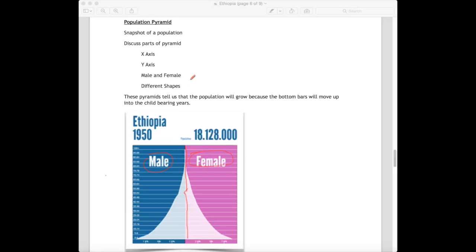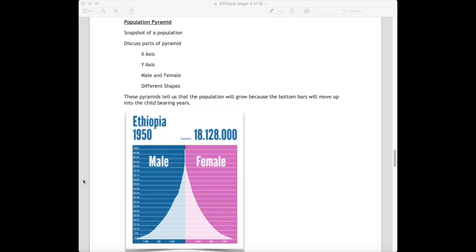There are some distinctive shapes to these graphs. We'll look at this graph for Ethiopia in a second, but one shape is the Christmas tree. You'll see why it's a Christmas tree in just a second. Another shape we can describe as looking like a box. And a third shape we'll look at later is a cup. So just remember these three shapes: Christmas tree, box, and cup.